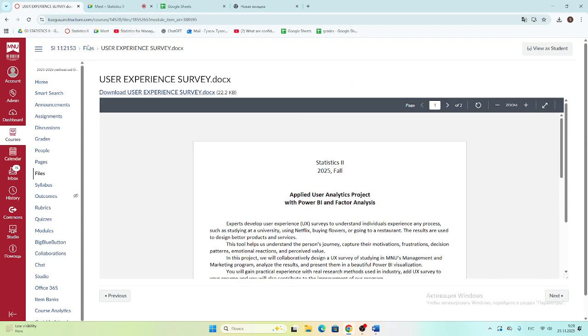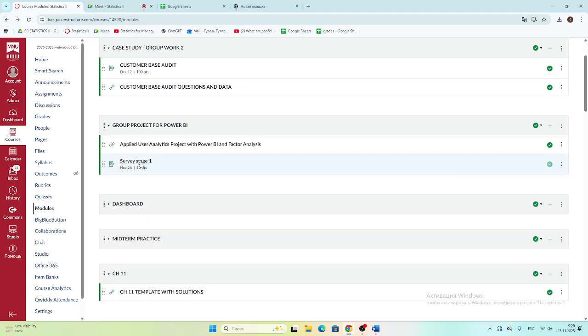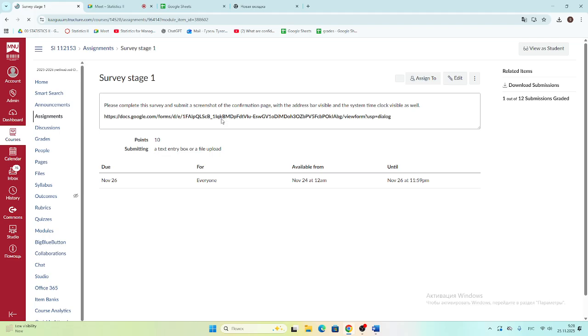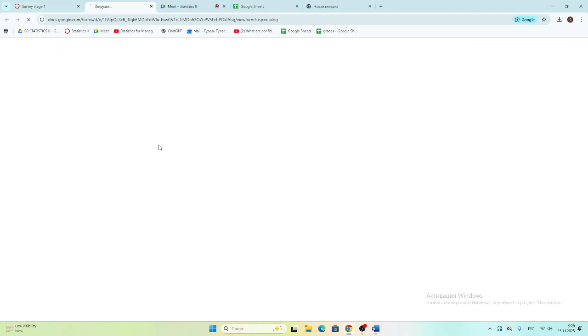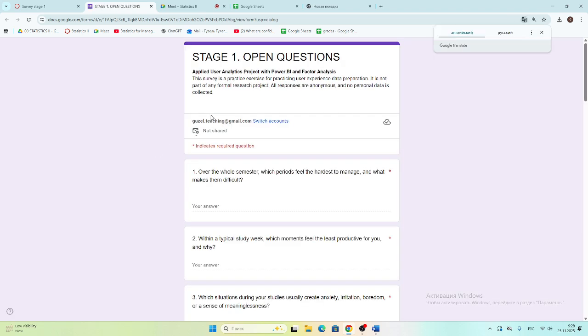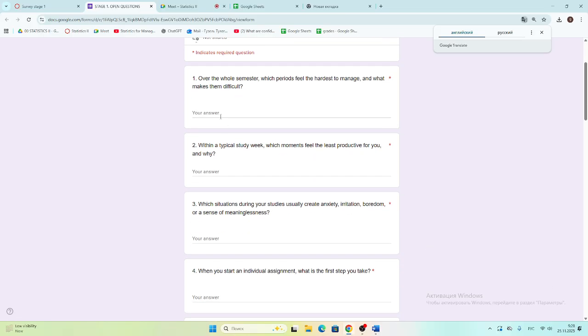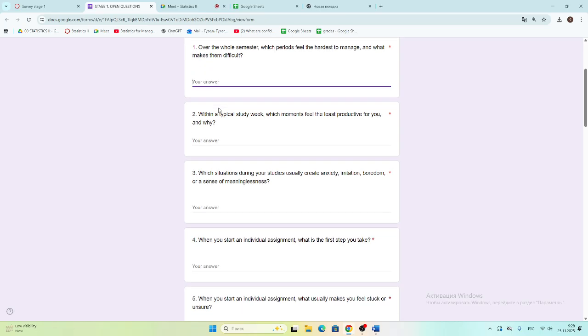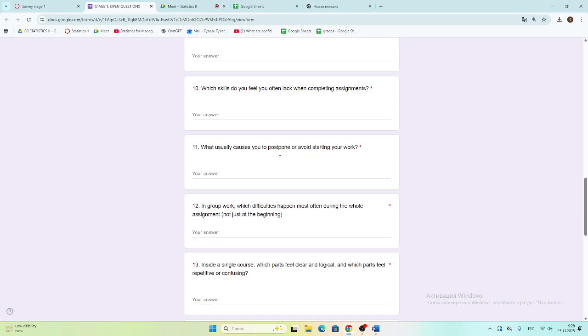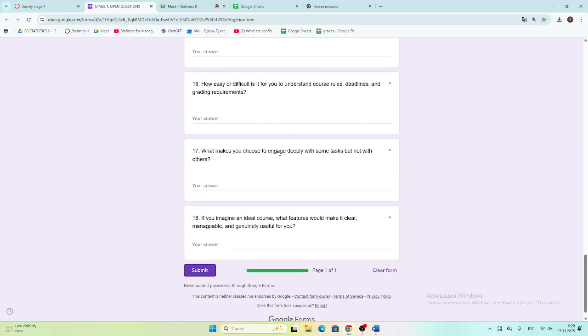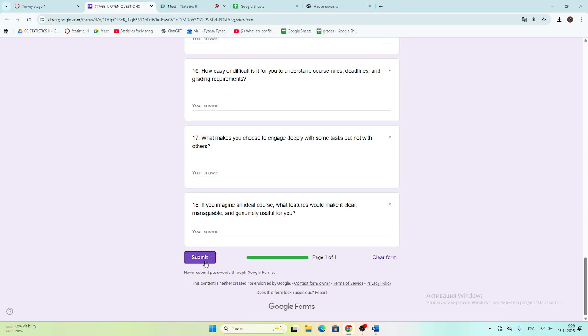So if we go to modules, this is service stage 1. This is a Google form. It is anonymous, so I do not register any email or anything. I only need confirmation. There are 18 questions, and these are open questions. Open means you write down a paragraph. This is about your journey and experience of studying. So this is 18 questions.